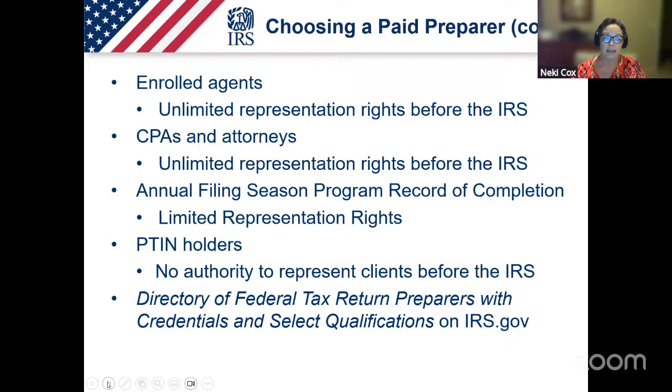Okay, whereas CPAs and attorneys, both of them have their own professional requirements for continuing education. Both groups have unlimited practice rights before the IRS.